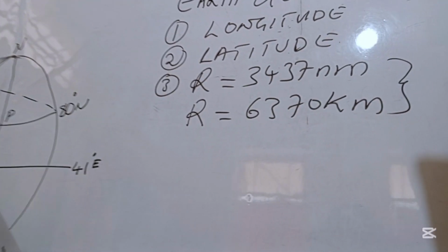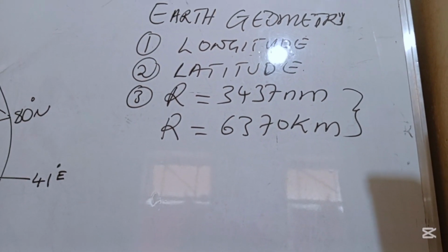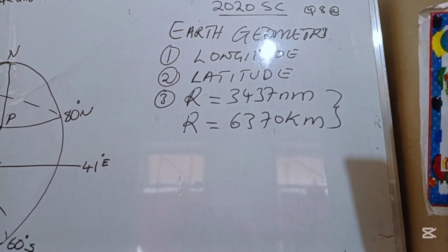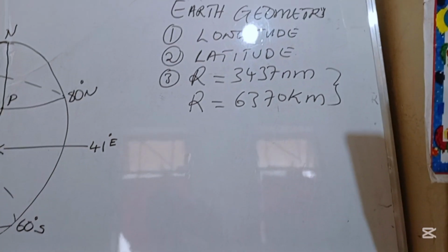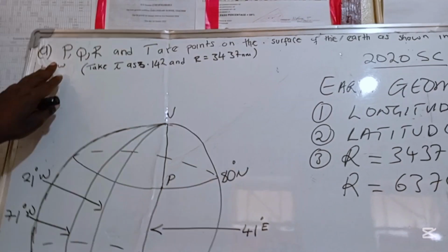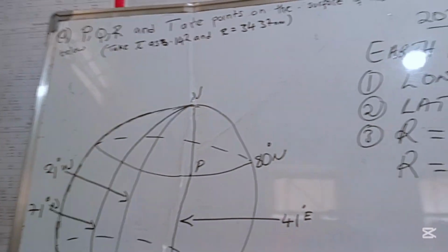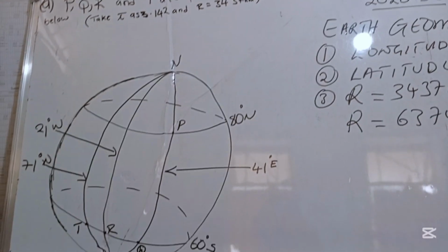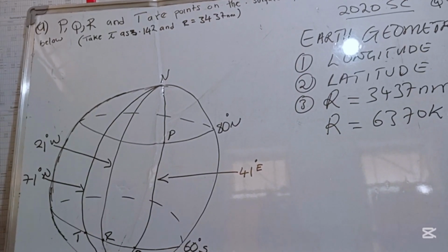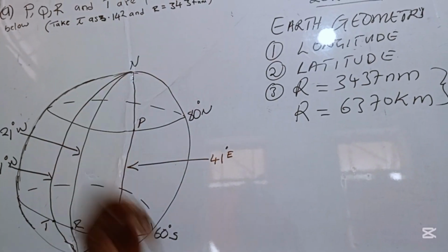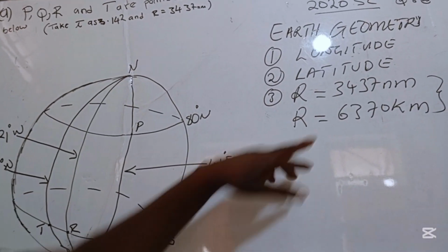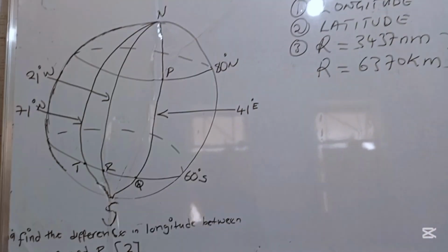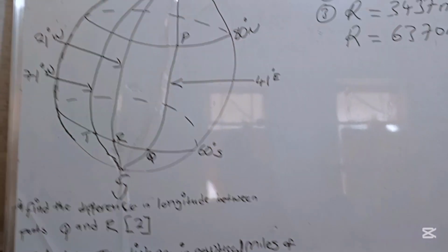So once more, you're welcome. Today we are going to look at 2020 School Certificate Question 8A. That's the question we're looking at, and the question reads: P, Q, R, and T are points on the surface of the Earth as shown in the diagram below. Take pi to be 3.142 and radius 3437. Fellow viewers, this is the radius we have been given in the question. Normally they give the radius, and this is the Earth globe.